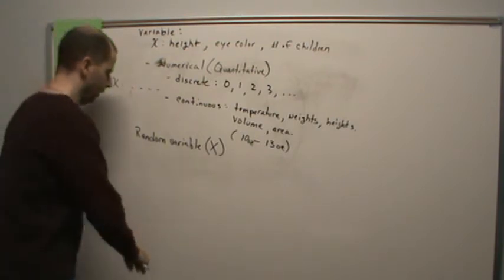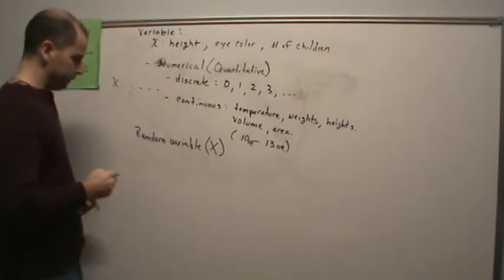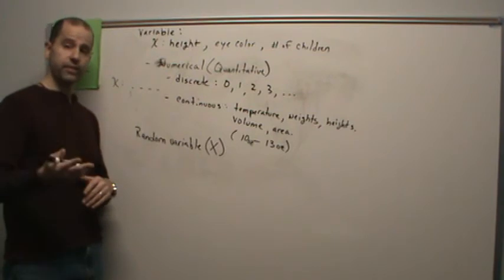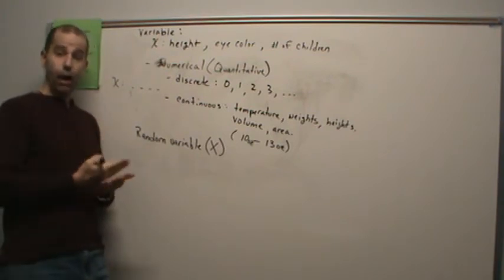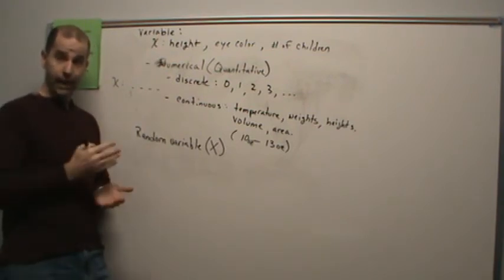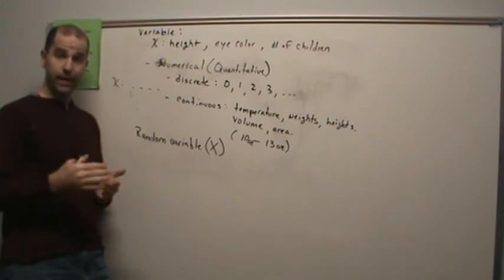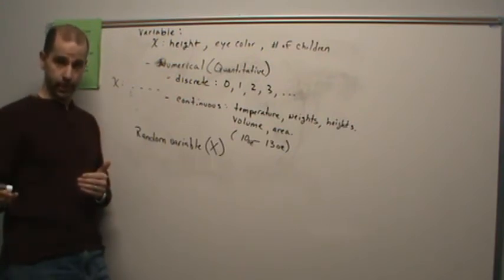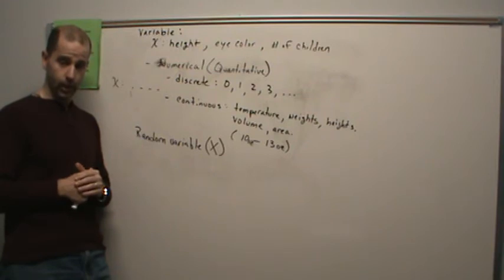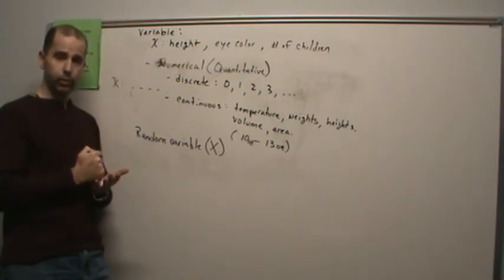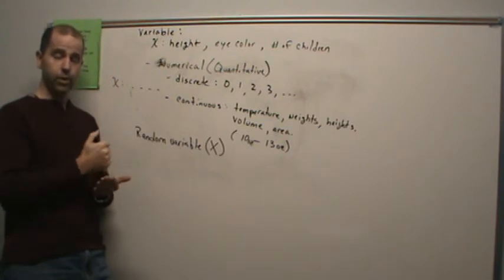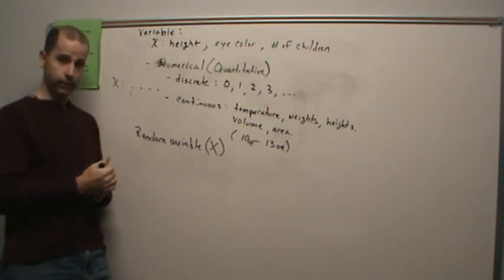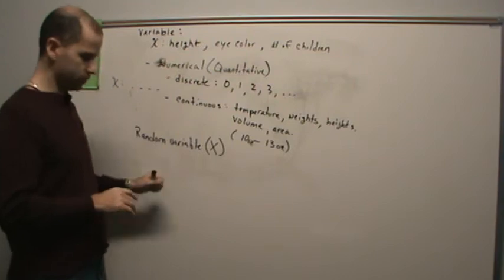Okay, now random variable. What's the definition of a random variable? It's just any variable where the outcomes or values of that random variable are determined by some random chance process. So I'm going to repeat myself. A random variable is any variable where the outcome or value of that variable is determined by some random chance process. Okay, so that's the definition of a random variable.